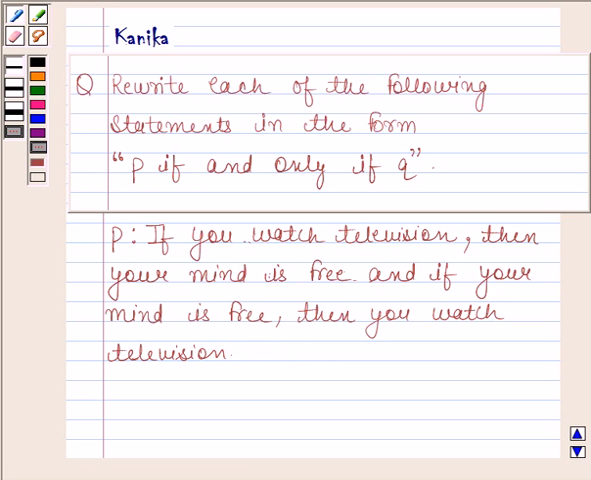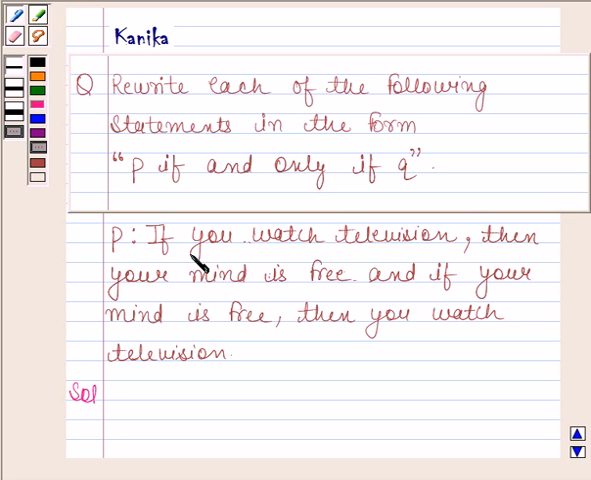Now in this question, we will first write the component statements P and Q and then rewrite the statements in the form P if and only if Q as required by the question. So let's now begin with the solution.